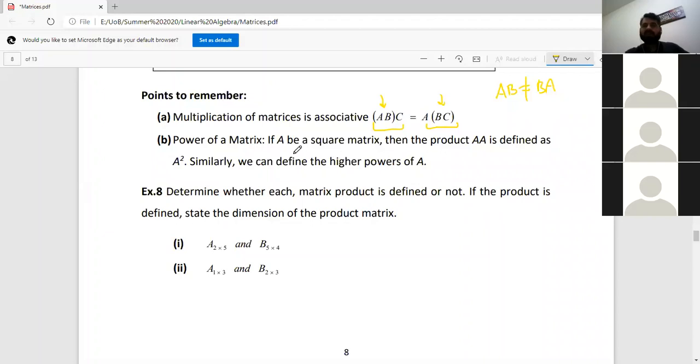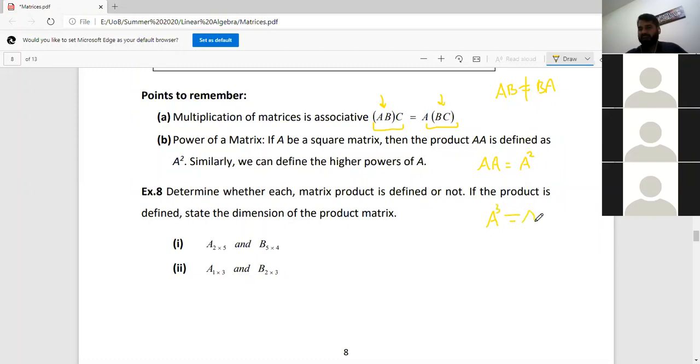If A is a square matrix and you multiply A with itself, it will be called the square of the matrix. This is A square. A square does not mean that we take the square of each number. It's wrong. A square means you are multiplying A by itself. If you multiply it one more time, it will become A cube. If you multiply one more time, it will become A power 4. So you can increase the power by multiplying.